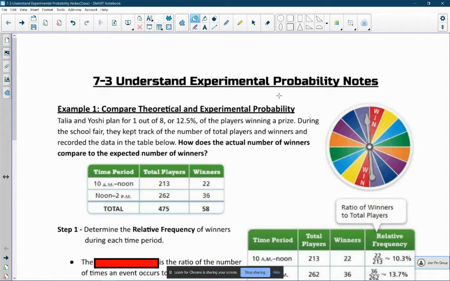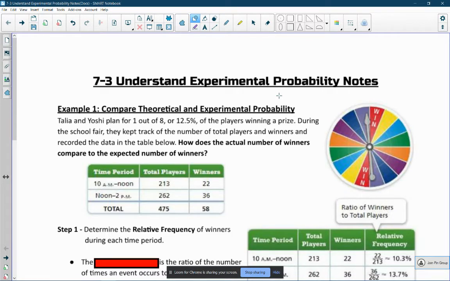All right, today we're going to be covering the 7-3 section of our notes, understanding experimental probability. Now, 7-2 was covering theoretical probability, so experimental probability is the second part of that. So let's look at example 1. We're going to compare theoretical and experimental probabilities.